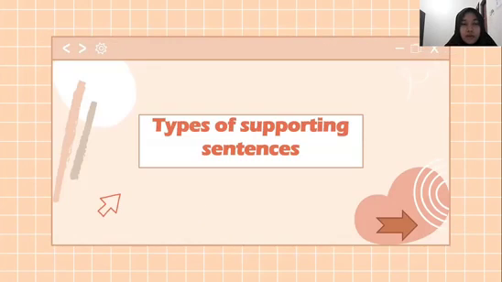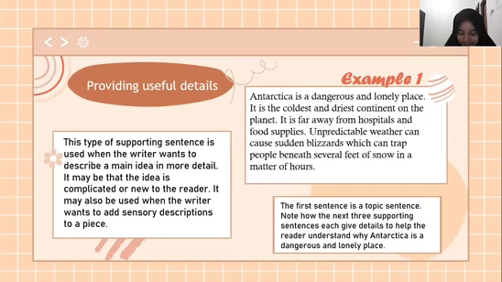Now I'm going to explain to you about the types of supporting sentences. Next.